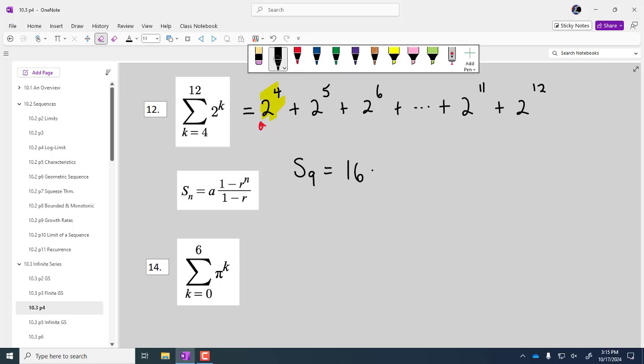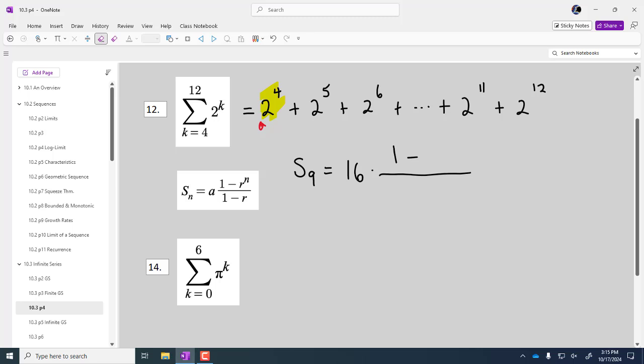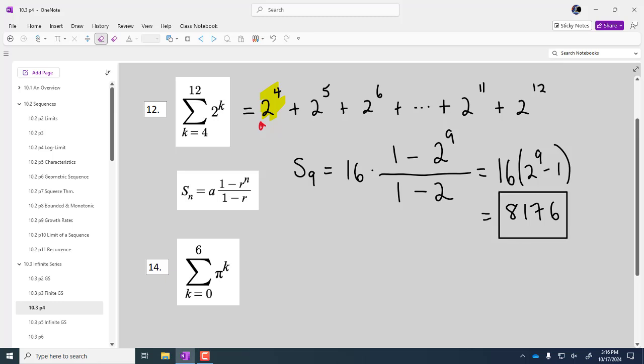Then we build our fraction, and we're going to have 1 minus r to the n. What is r? 2. What is n? 9. All divided by 1 minus 2. Okay, so this can be simplified. Let's see, 1 minus 2 is negative 1. I'm going to just push that negative 1 into the numerator and flip the order there. So we could write it as this. Did anyone type that into your calculator yet? 8176. So there is the sum of this finite series.